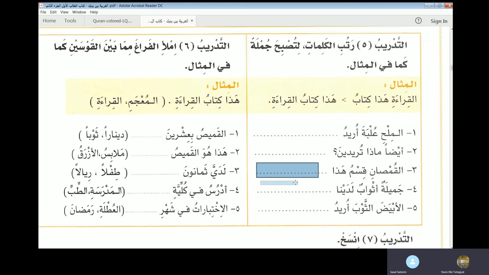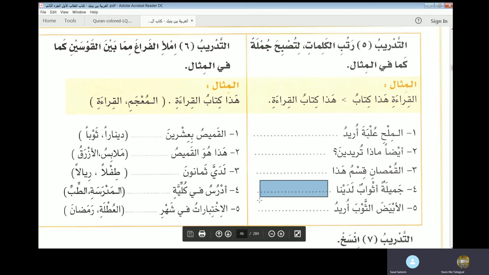Hal qamis? Qumsani. Now this is the shirt section. Ladayna athwab jamila.